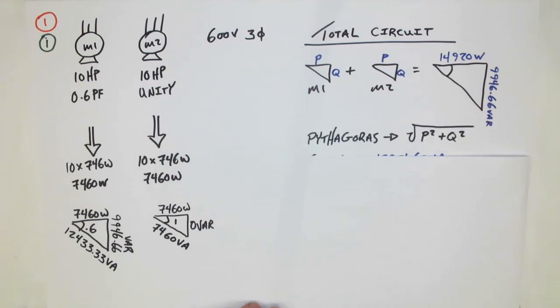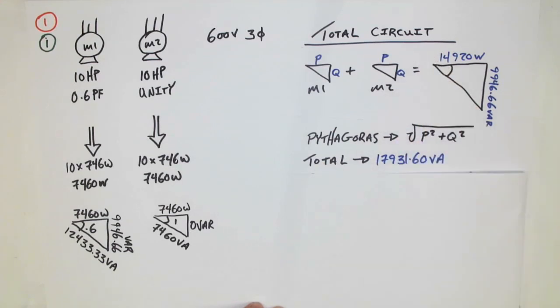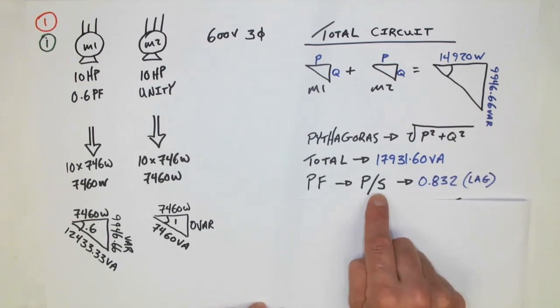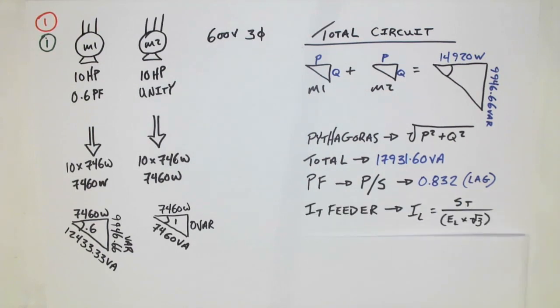At this point, we can start cranking out some numbers. So I'm going to use Pythagoras to get the total VA of this circuit, which would be right there. I'm then going to use my power and divide it by my apparent power, or my VA. So P divided by S gives me 0.832 lag. The total current in the feeder will then be the total S divided by E line times root 3. And what we end up with is 170.25 amps.